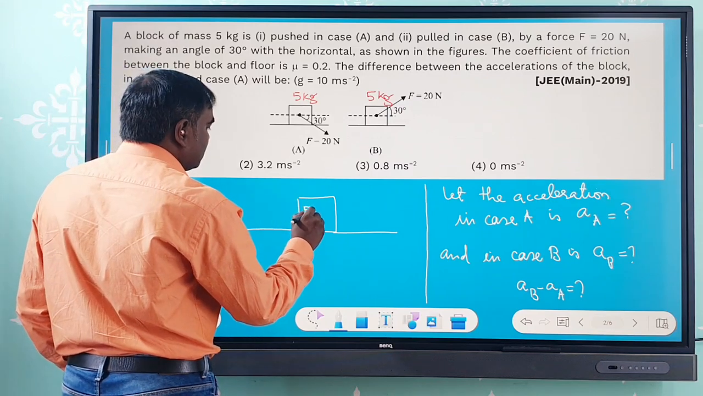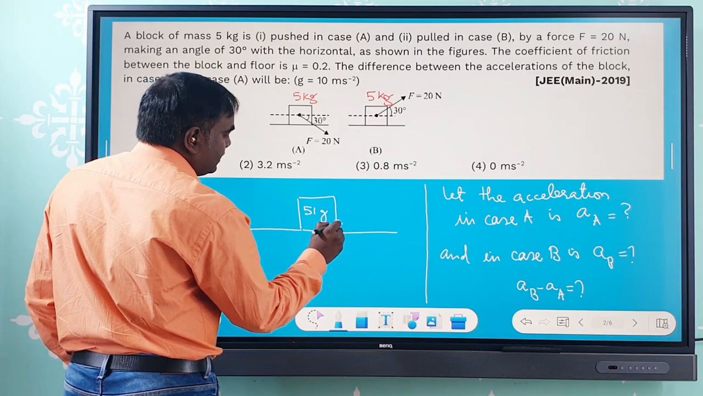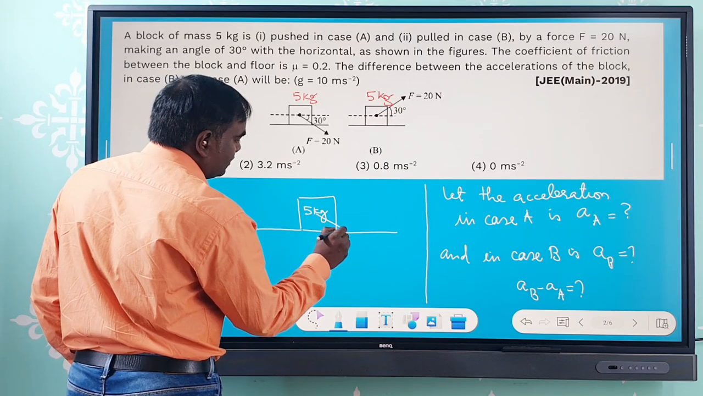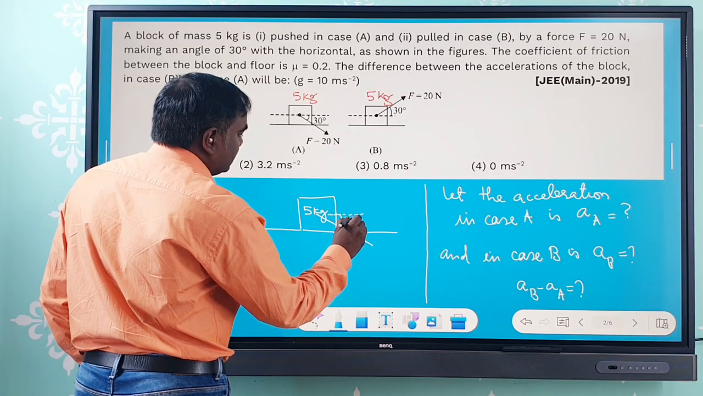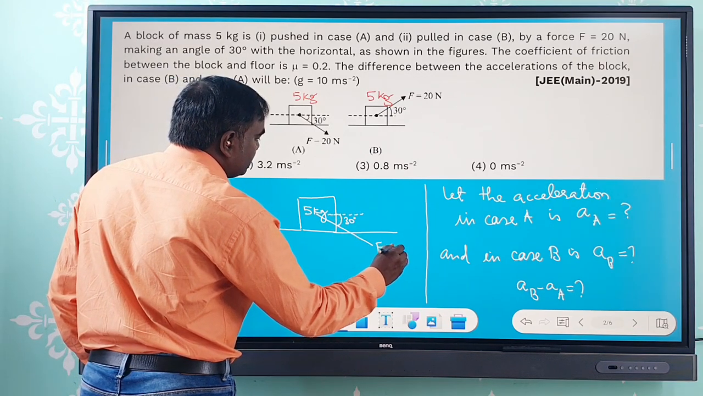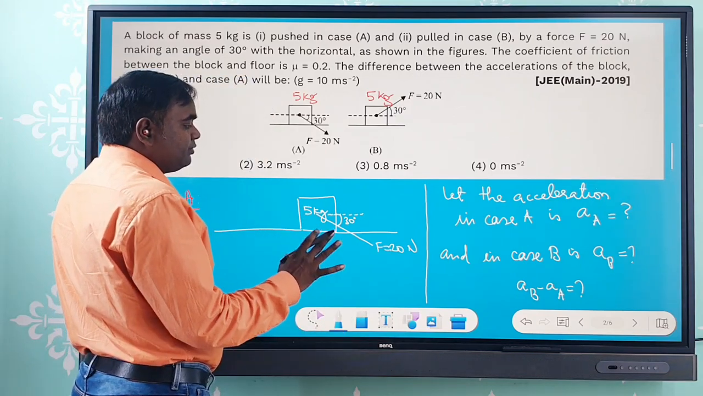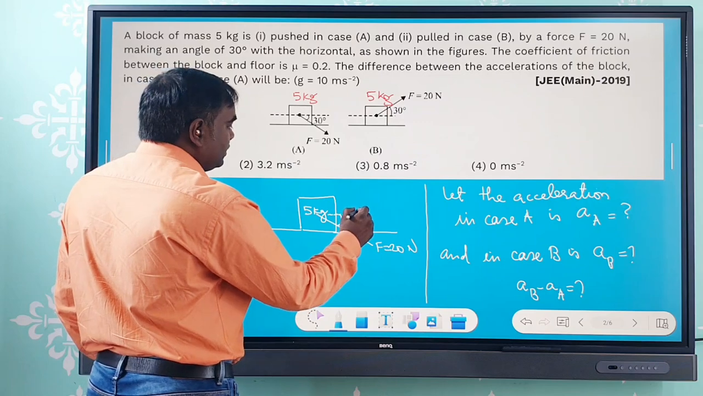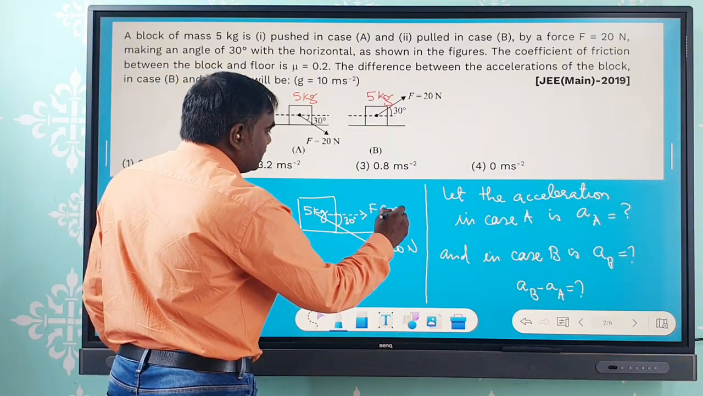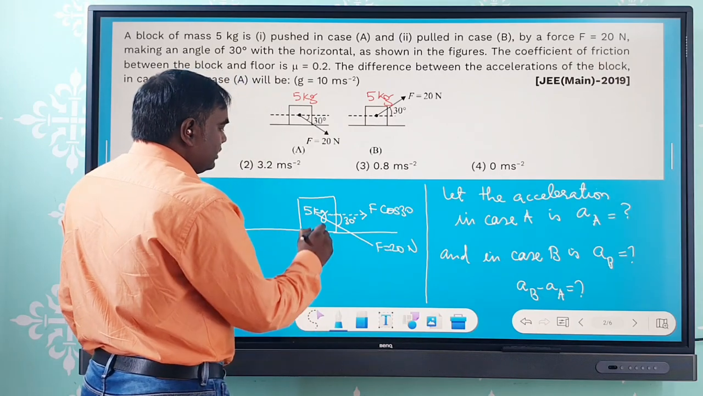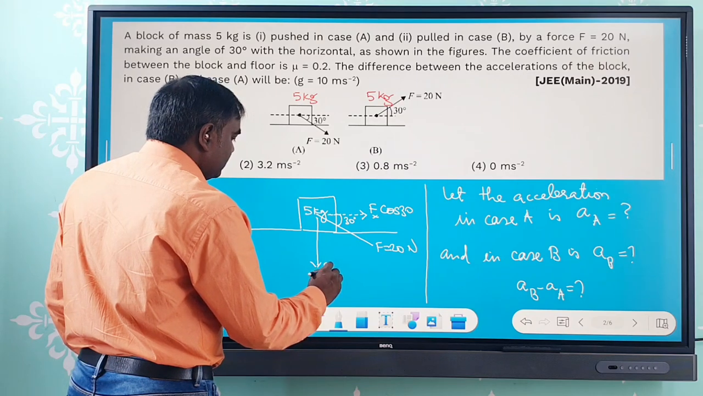This is the 5 kg block and a force is acting at 30 degrees. This force F is equal to 20 Newton. Now when you resolve this force into two components, first we give the horizontal component F cos 30, and the vertical component Fy. This is Fx and this is Fy.